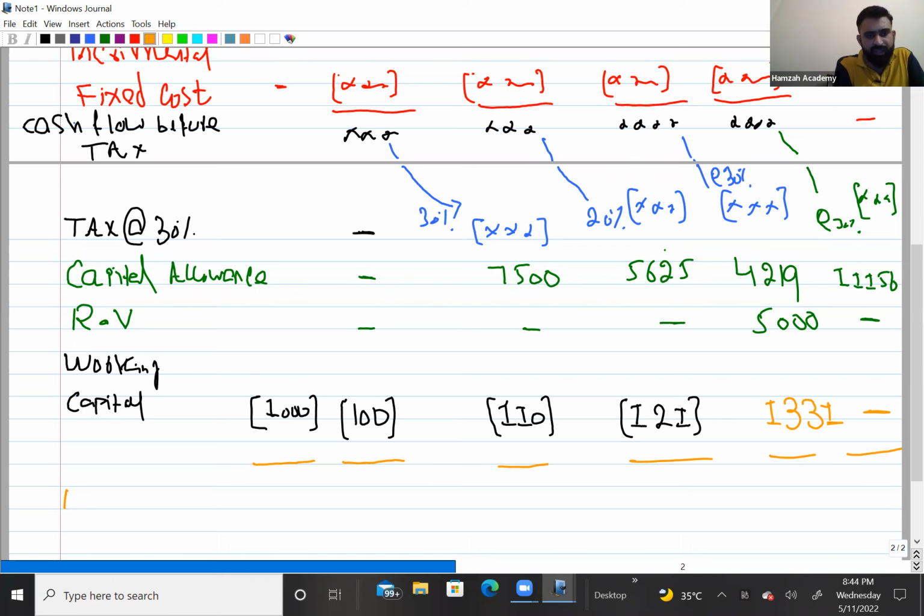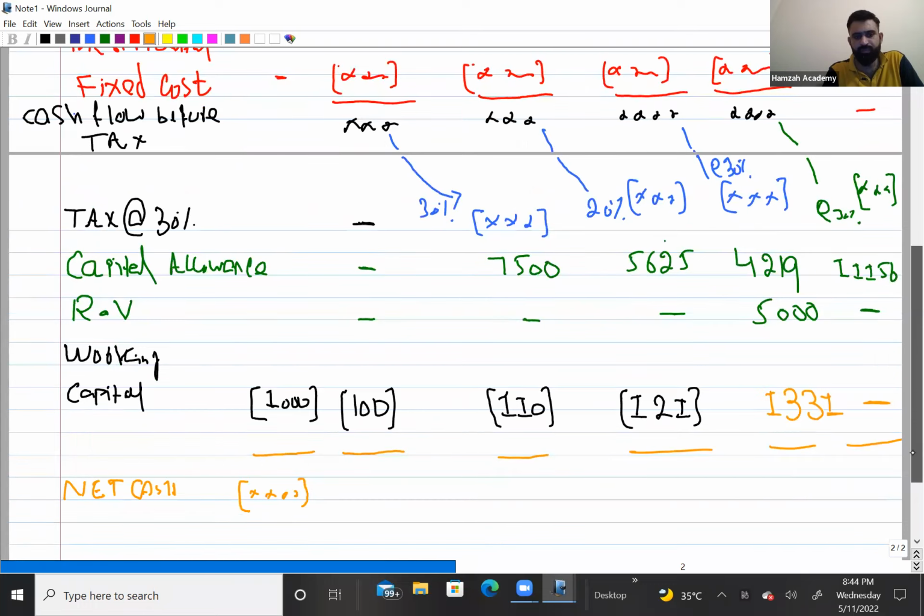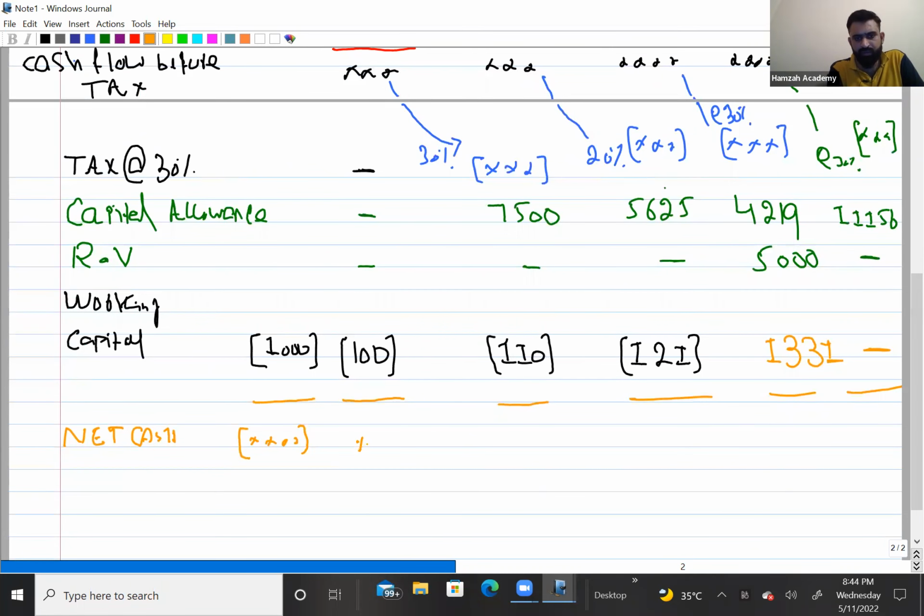Then we will calculate the net cash. In year 0, usually we have a negative value. Then in year 1, usually positive, positive, positive, positive, or it might be negative as well, but for simplicity I'm assuming positive cash flows.